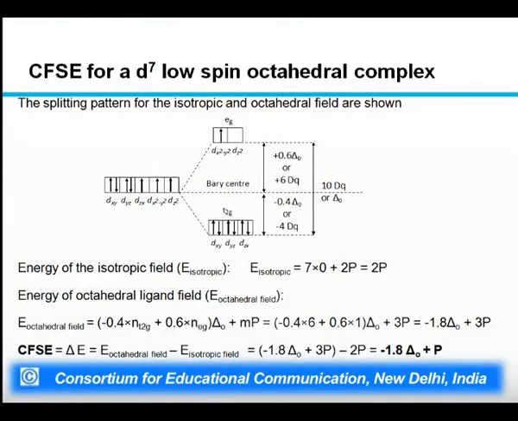For a d7 low spin octahedral complex, there are 2 electron pairs in the spherical field or the isotropic field, and there are 3 electron pairs in the octahedral field. So, E isotropic would be 2P, E octahedral would be minus 1.8 delta naught plus 3P, and the CFSE, which is the difference between E isotropic and E octahedral, is minus 1.8 delta naught plus P.